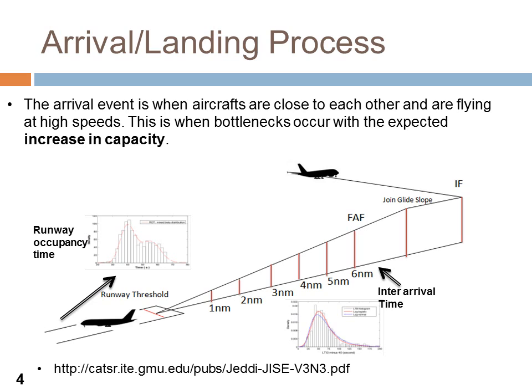As you can see, on the left is the runway occupancy time distribution, and on the right is the in-arrival time distribution. The ROT distribution represents the amount of time aircraft spend on the runway, and the IAT distribution represents the time between aircraft as they enter the final approach fix. The final approach fix is labeled FAF on the diagram and can be 3 to 8 nautical miles from the runway threshold.